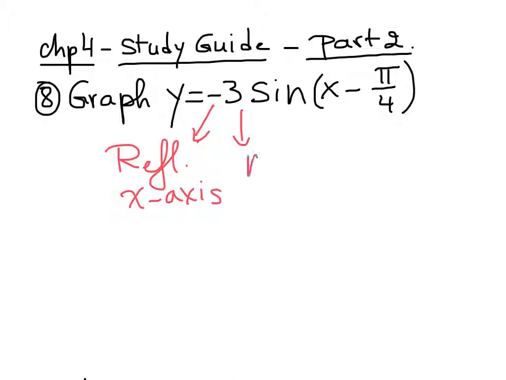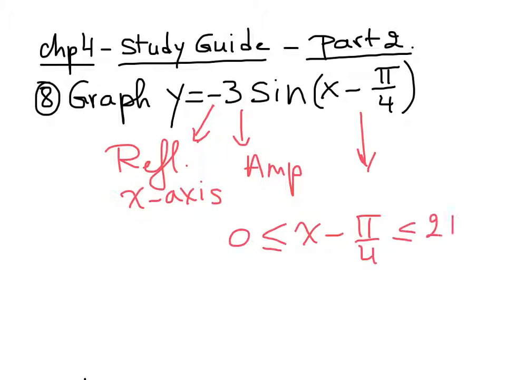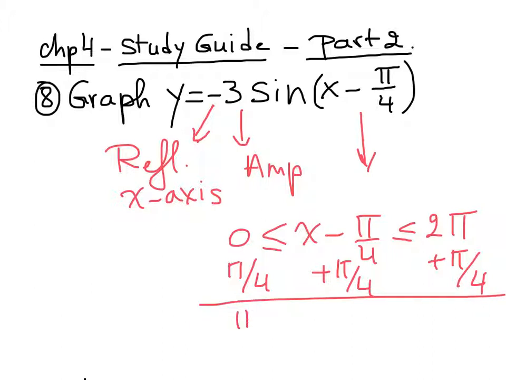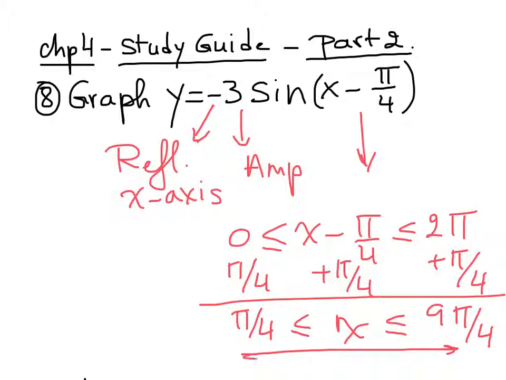3 is the amplitude, and this is going to give us the period, where it starts, where it ends. We're going to put it between 0 and 2 pi and solve for x. To solve for x, you need to add pi over 4 to each part, which gives us a period that starts at pi over 4 and ends at 9 pi over 4. The distance from here to here gives you the period, and in this case it is 2 pi.